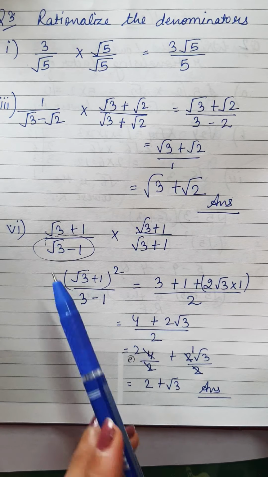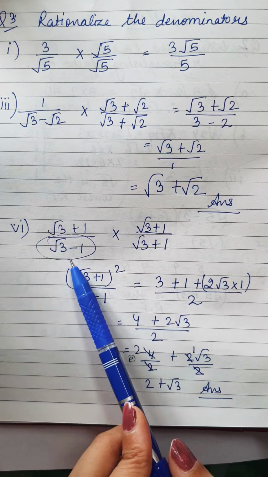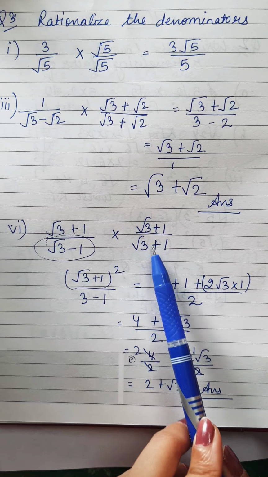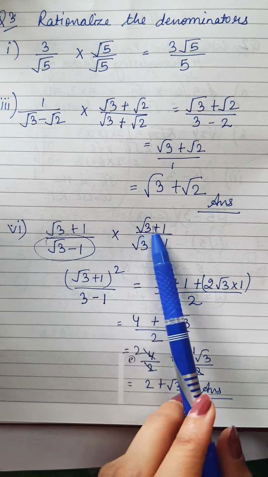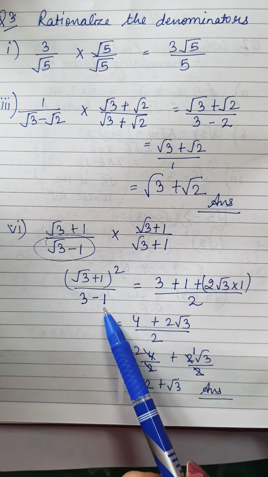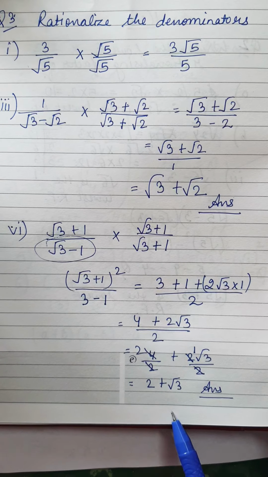I hope this is clear. Only the denominator will be rationalized with the opposite sign, same expression both sides. Then simple multiplication, numerator into numerator and denominator into denominator, and then simplify as much as you can.